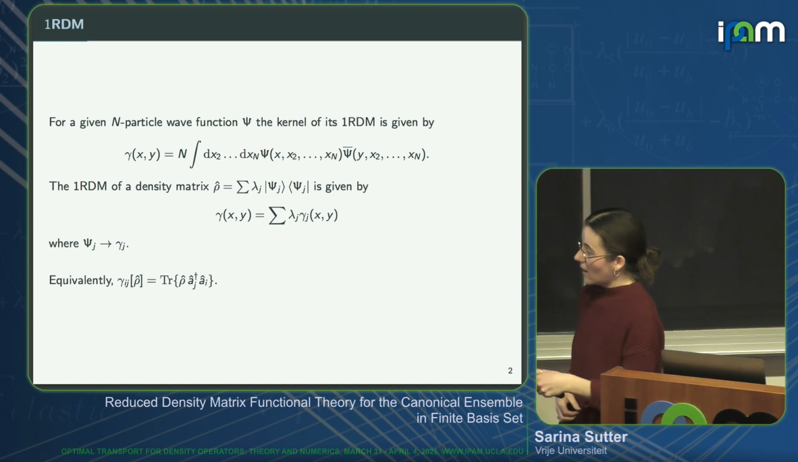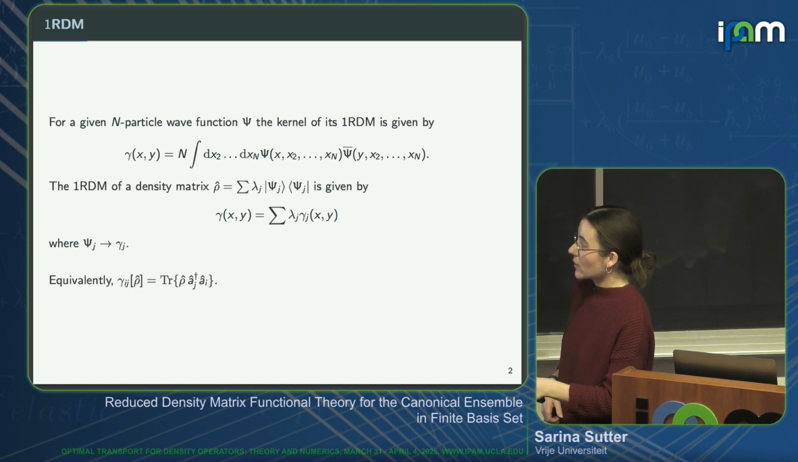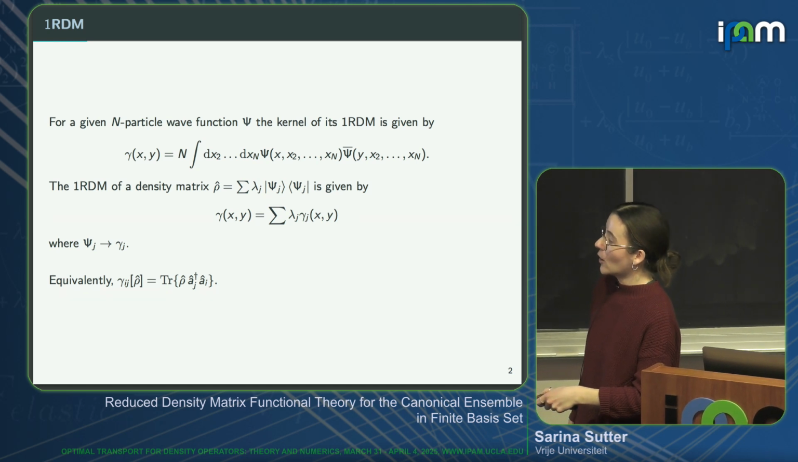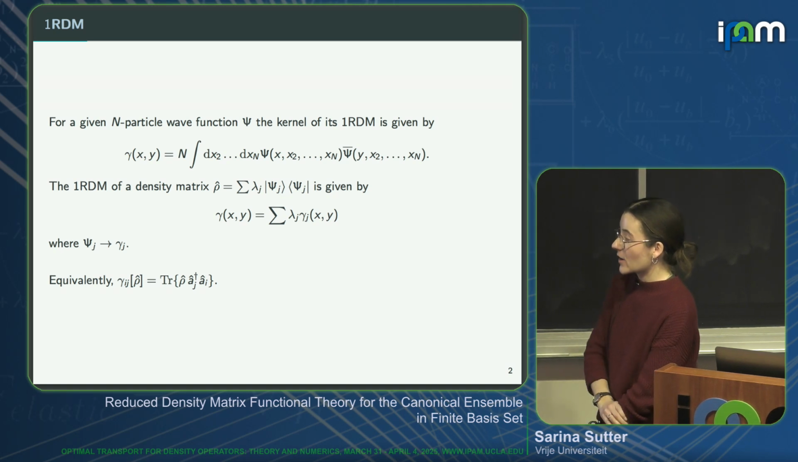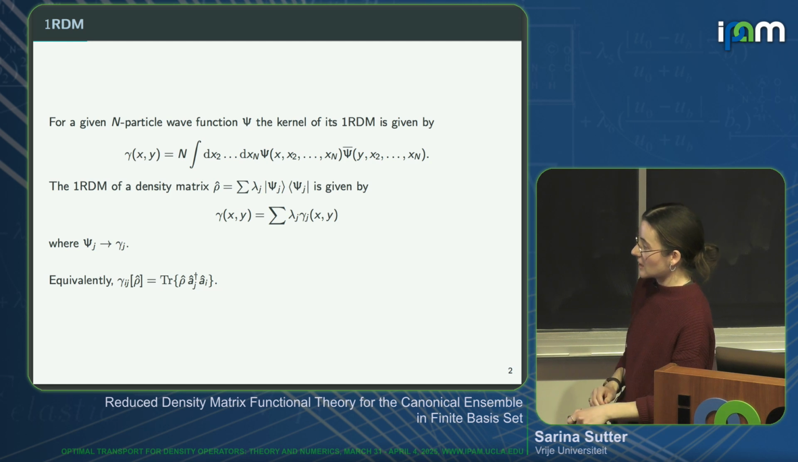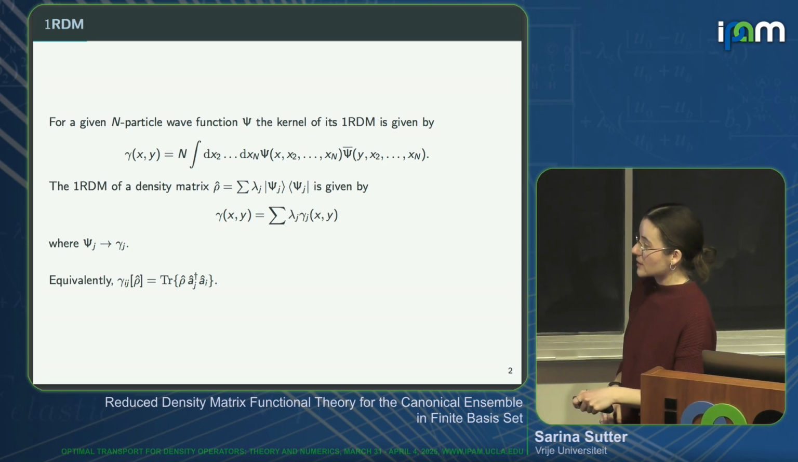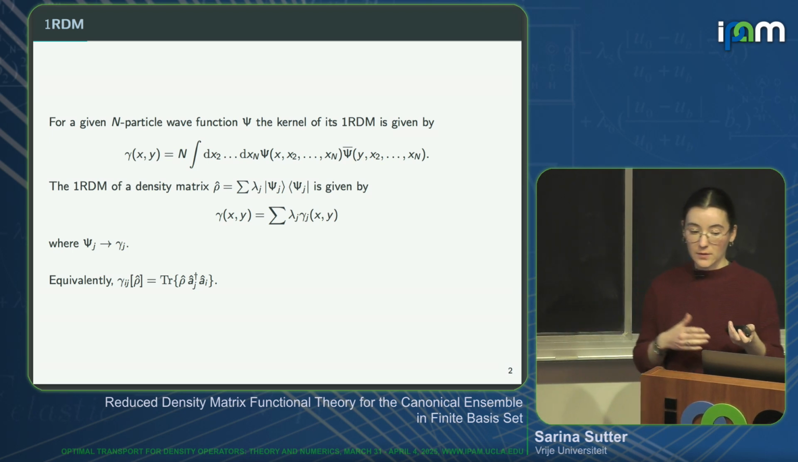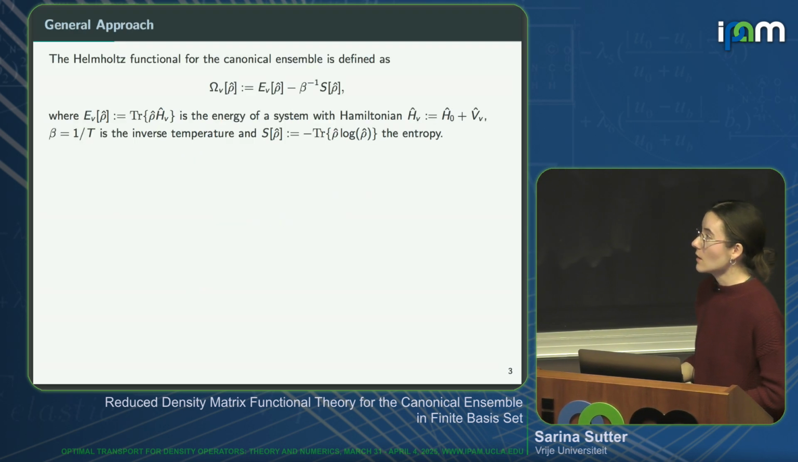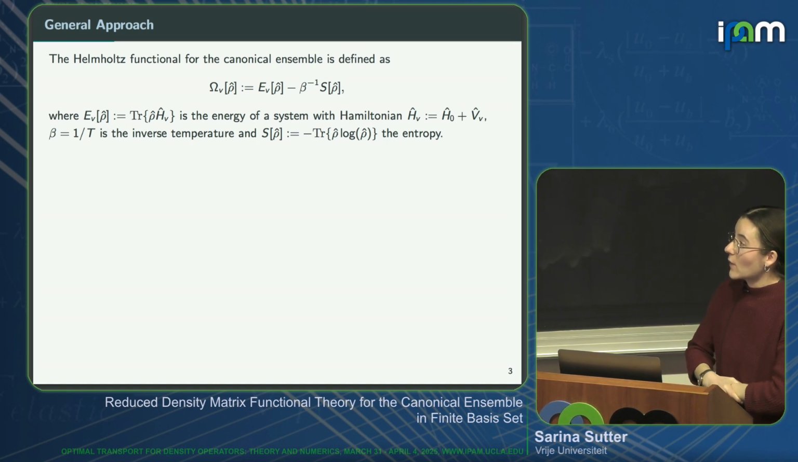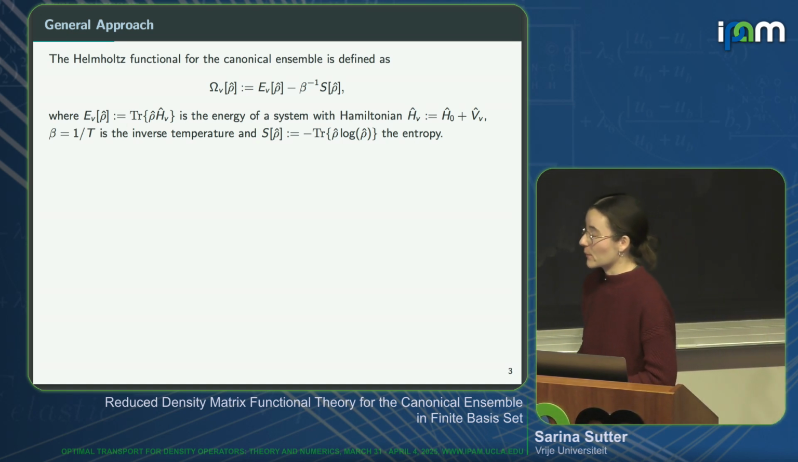This would be the kernel of the 1-RDM, but we can also have the matrix representation of it. The matrix elements of the 1-RDM for a certain density matrix would be the trace of this density matrix times the creation and annihilation operators, where the indices refer to the basis we represent our matrix with. Now I want to present the general approach.